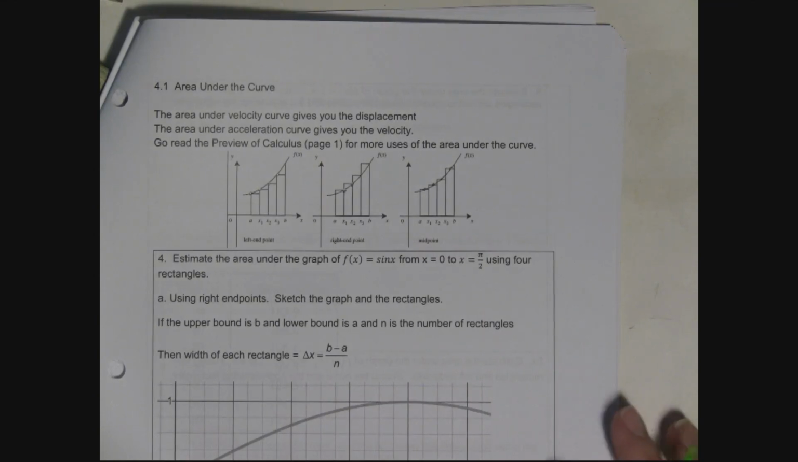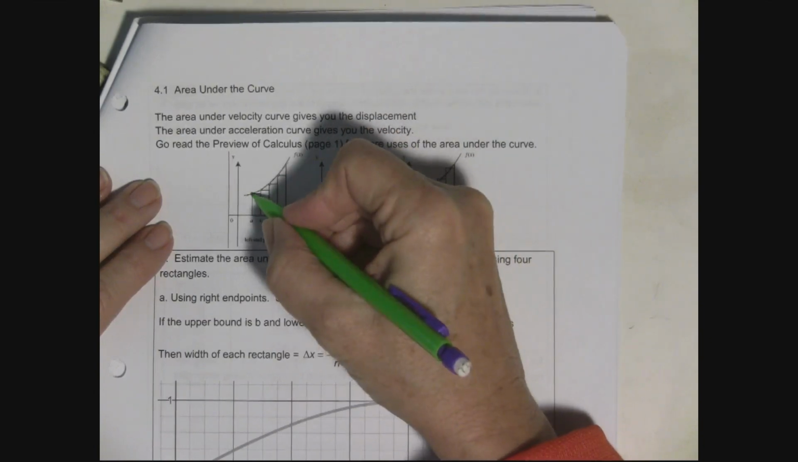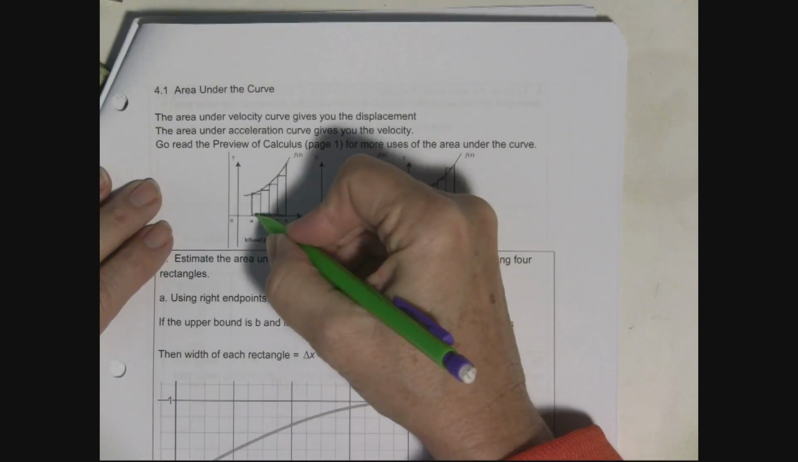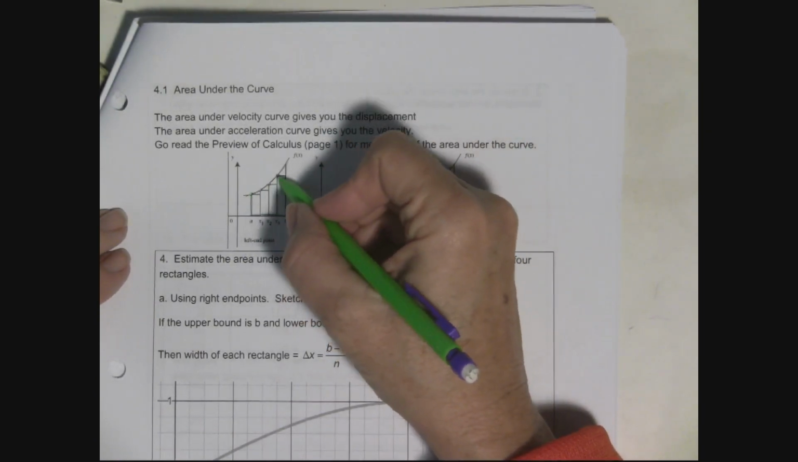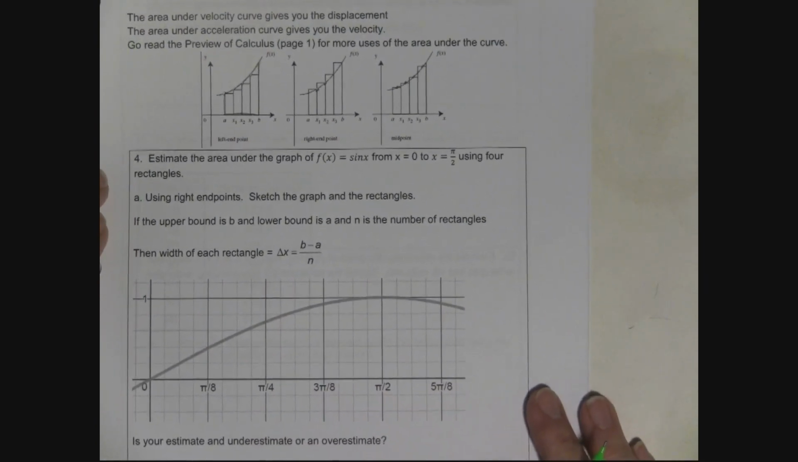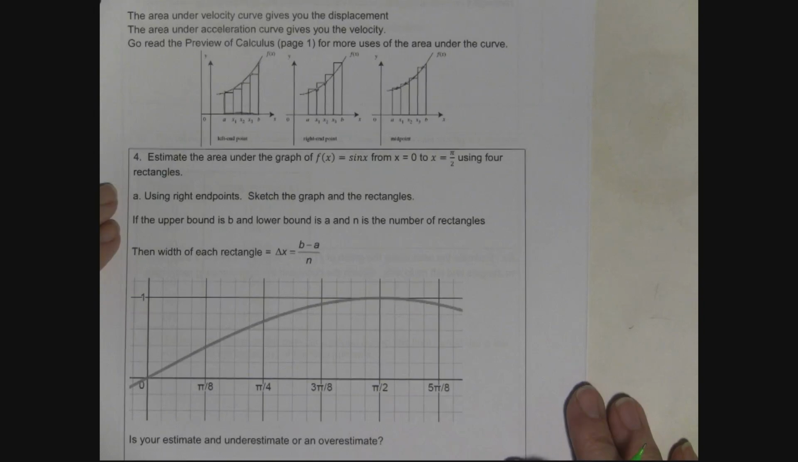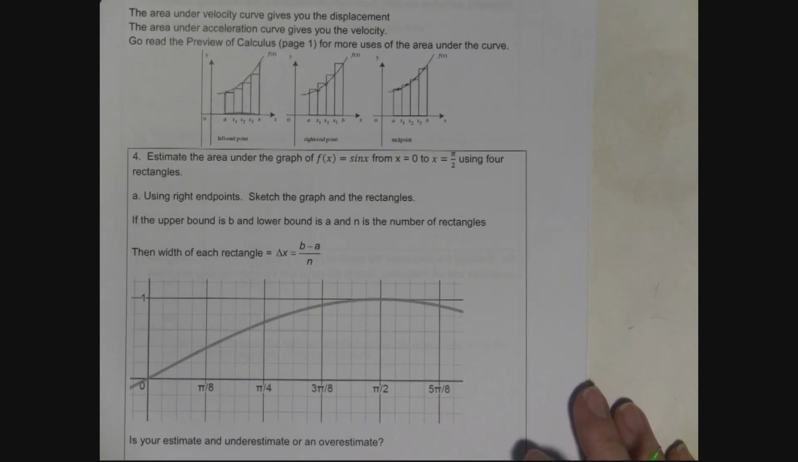But we're trying to estimate the area under this curve. When they talk about the curve, they're saying all the way to the x-axis. So the area under the curve is the area trapped by the curve and the x-axis. This is problem 4 out of your textbook, and it says estimate the area under the graph f of x equals sine of x from 0 to pi over 2 using 4 rectangles. And then it said use right endpoints. Sketch the graph and the rectangles.